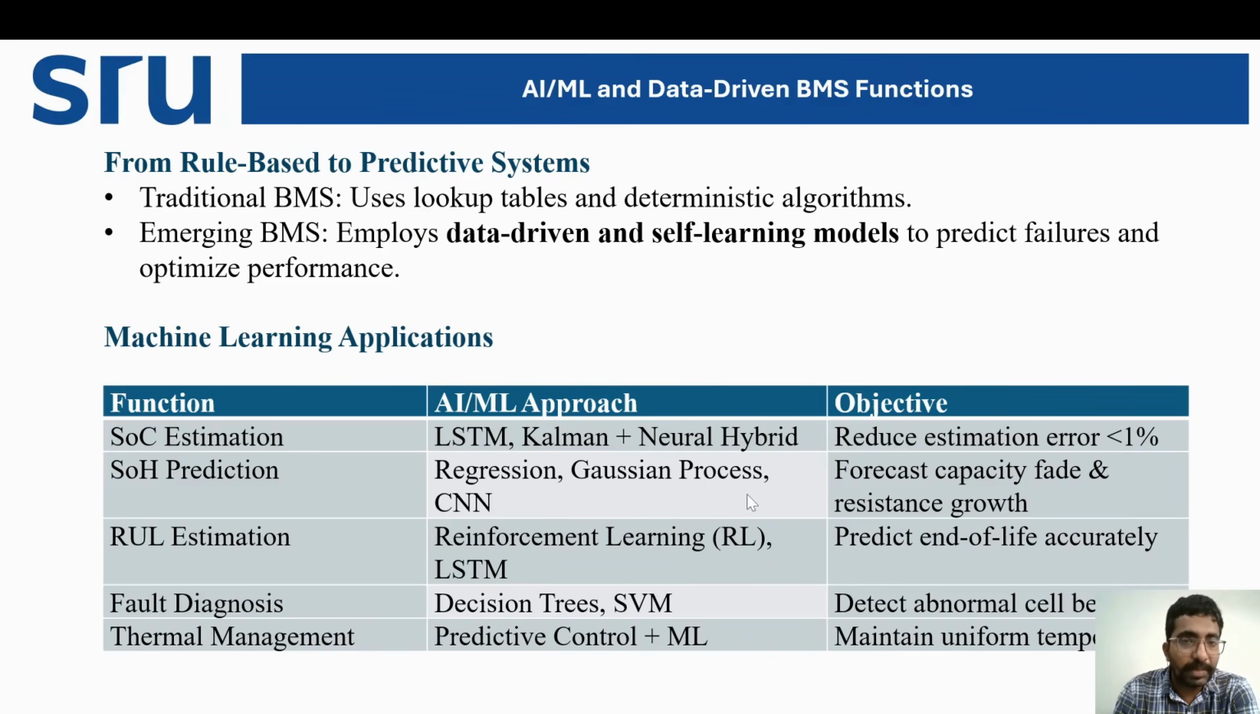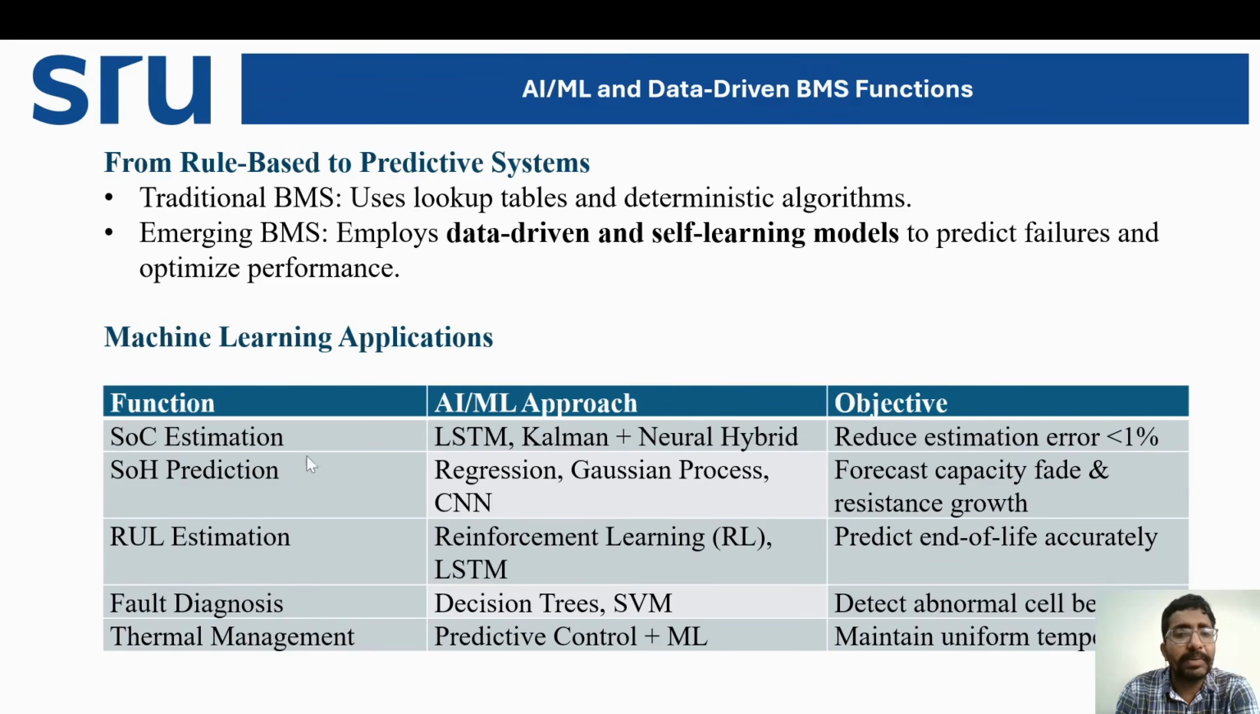So what are the places where we are able to integrate this machine learning application? State of charge estimation. In state of charge estimation, LSTM, long short term memory, Kalman and neural network based hybrid estimation techniques can be used, which will be able to reduce the estimation error to less than 1%.